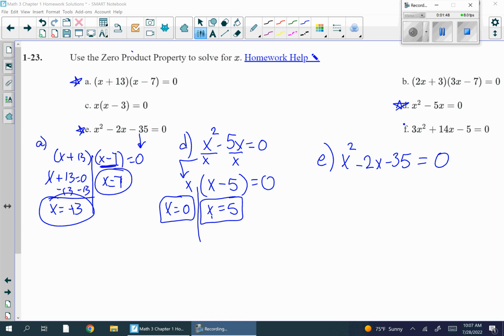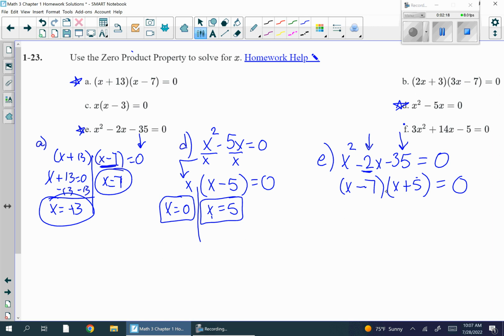For problem E, we do have a trinomial, and I'm going to assume at this point it's factorable, and so we need two numbers that multiply to -35 but add together to be -2. And right away I know my factors of 35 are 7 and 5, and if I have 7 as negative and the 5 as positive, then I know that -7 + 5 is -2. -7 times 5 is -35. So there we factor this.